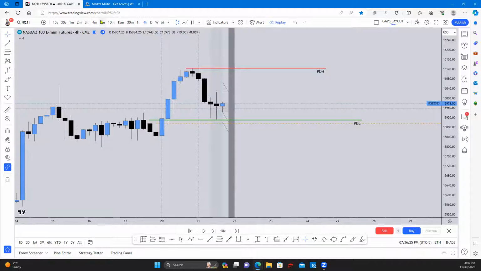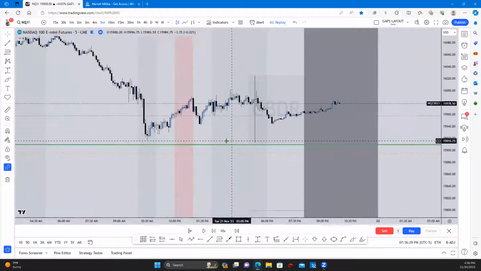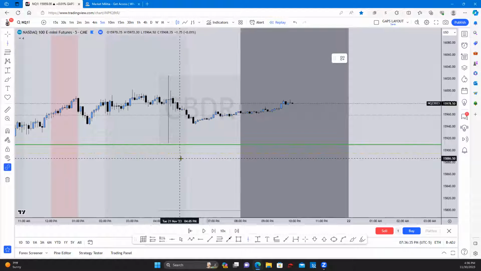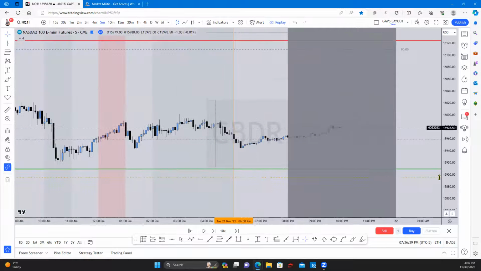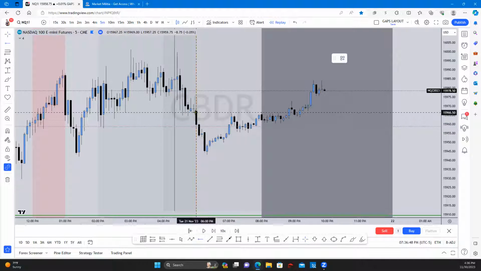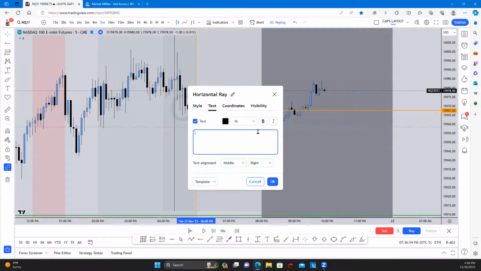Go down to the 5 minute. We're going to want to look at 6 o'clock here. Okay, so 6 p.m. Here's our open. So opening candle, we're going to delineate this opening price cross. Okay, we're going to make this orange and type it out, opening price.